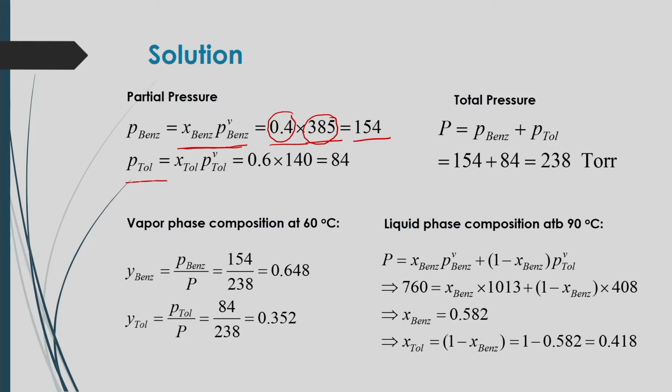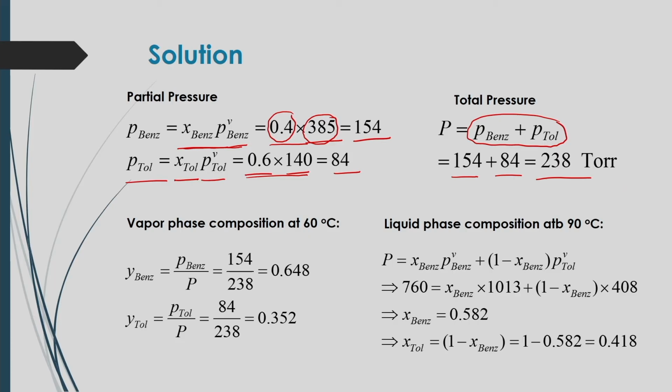Similarly, for toluene, the partial pressure will be equal to mole fraction of toluene times vapor pressure of toluene. If you substitute the mole fraction of toluene, that is 0.6, and vapor pressure of toluene, that is 140, after multiplying you will get 84. Now, from this you can calculate the total pressure. The total pressure will be equal to the summation of the partial pressures of the components. So, it will be 154 plus 84, which gives you 238 torr.